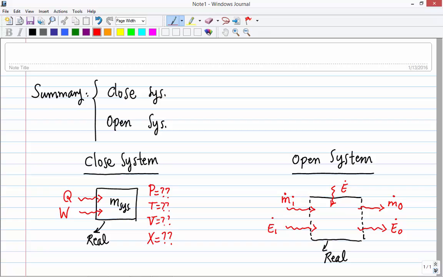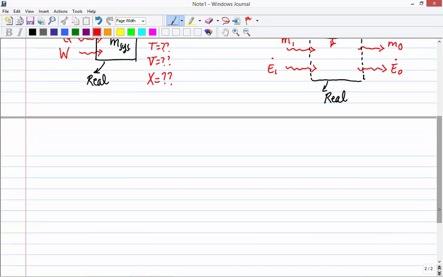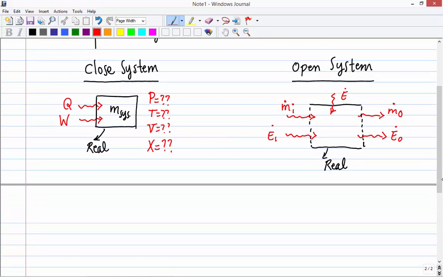And then we solved for properties. For instance, let me divide these.